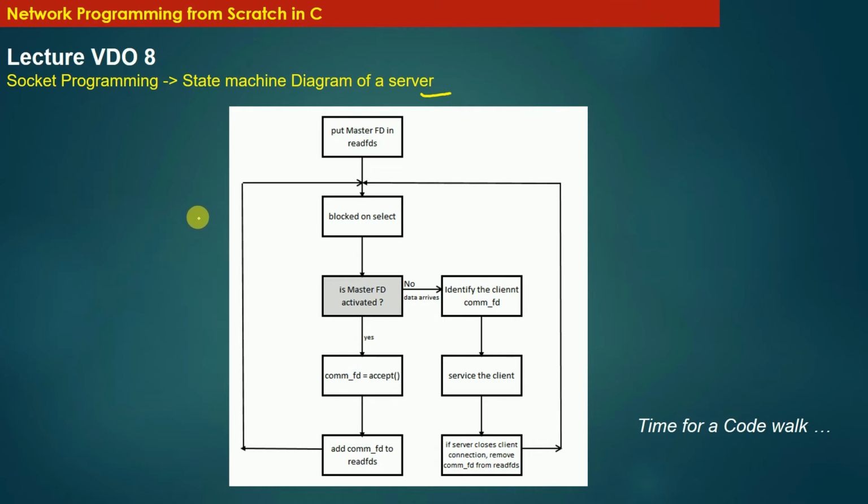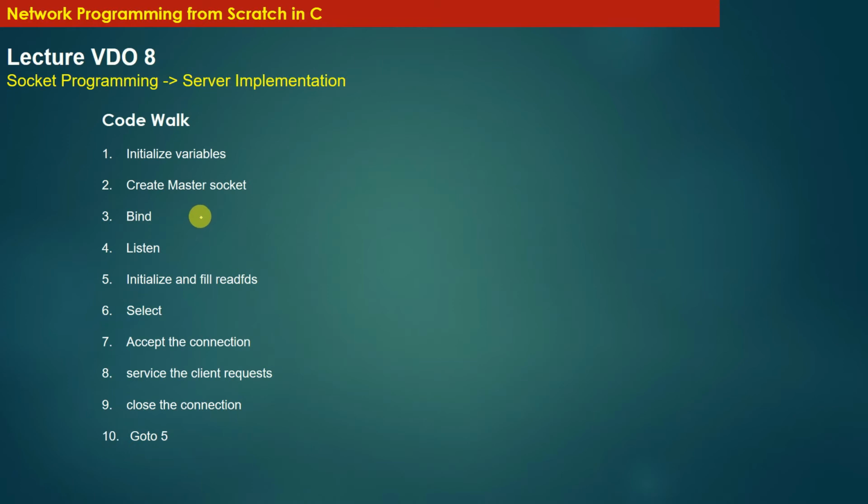So let's have a code walkthrough and see what the different steps of implementing a TCP server are. You can see that you need to follow these 10 steps to implement a typical TCP server. We will go through these steps one by one and see how these steps are implemented in socket programming. So guys, let's have a code walkthrough.